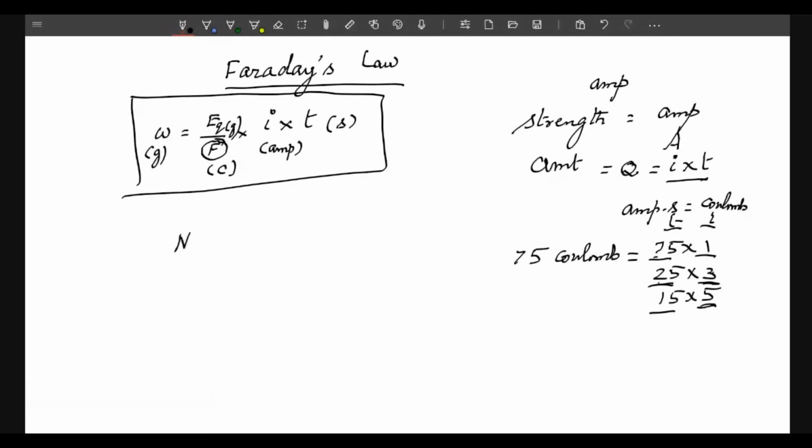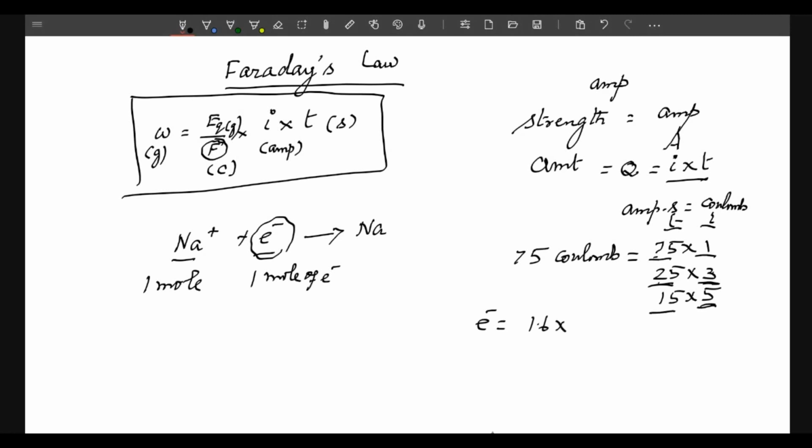Sodium metal or sodium ion. For the reduction of the sodium ion, it is in need of 1 electron. For 1 atom, you are in need of 1 electron. For 1 mole of sodium ion, you are in need of 1 mole of electron. Therefore, the electricity passed by 1 electron, that is the charge, is equal to 1.6 into 10 power minus 19 coulomb. You might have studied it.